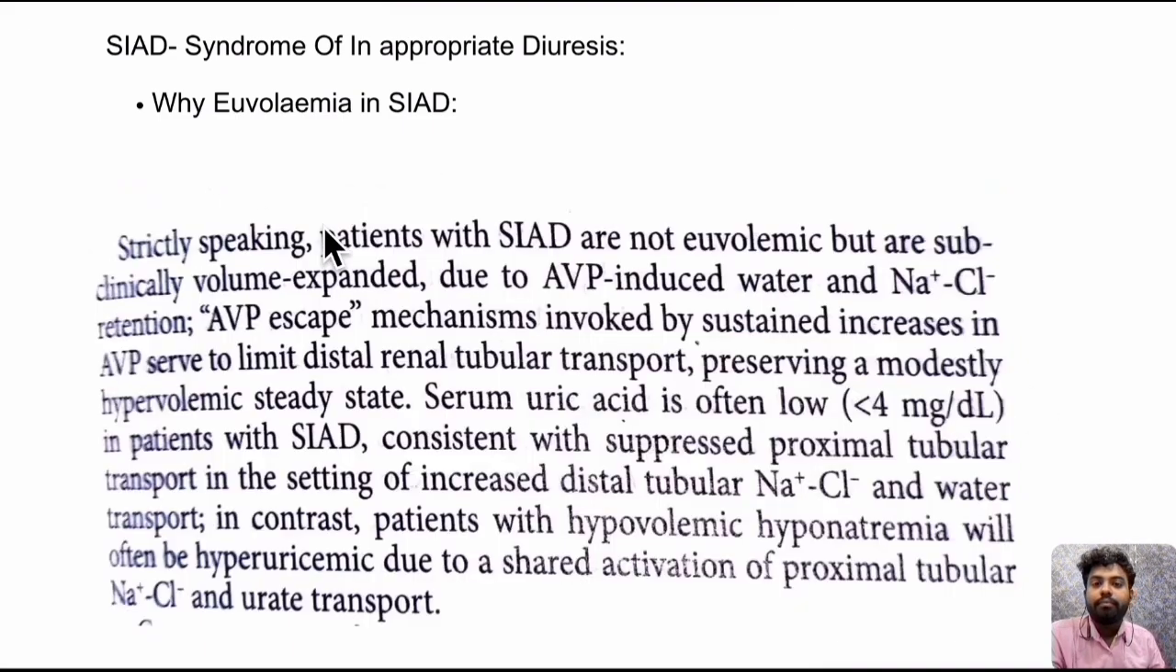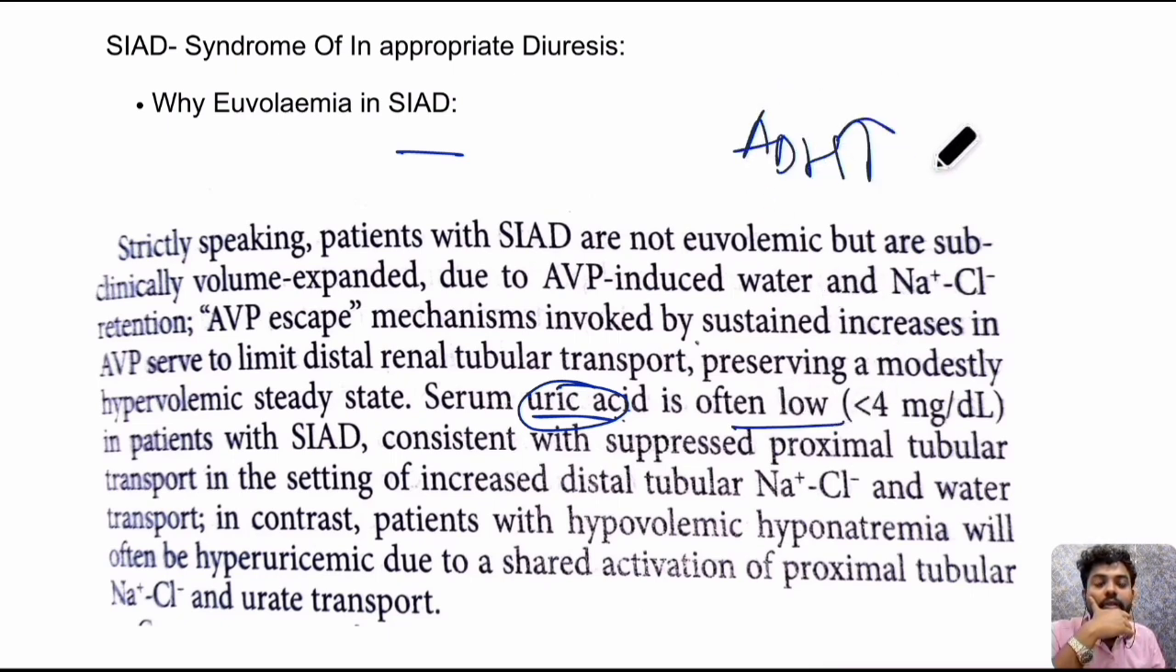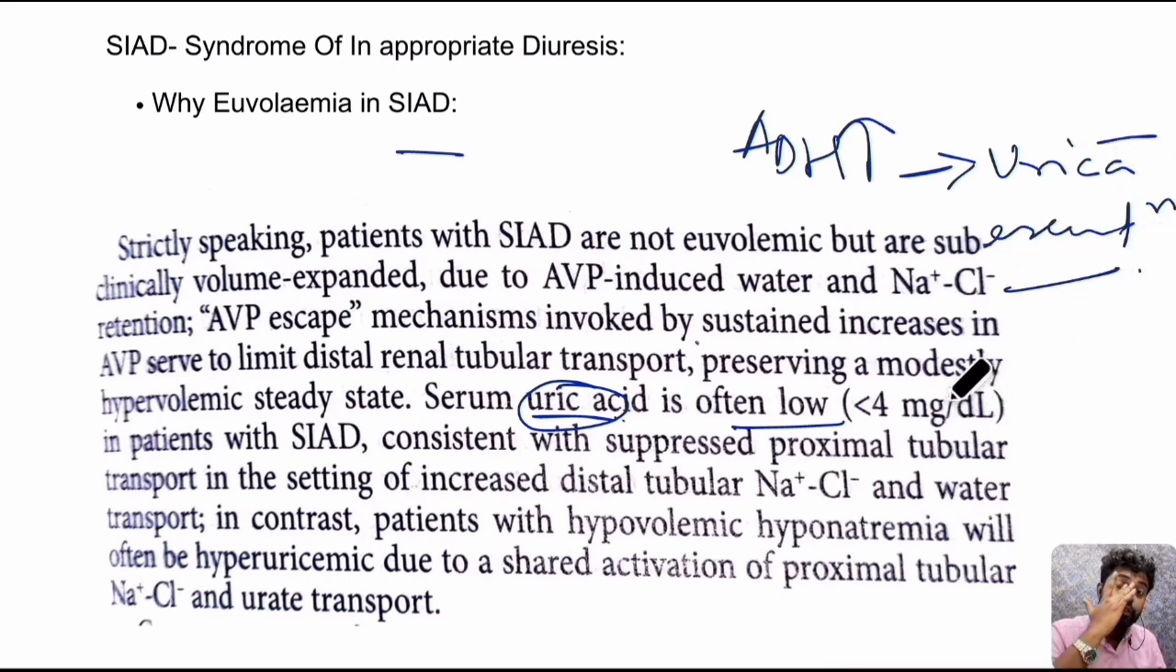Why euvolemia in CRD? I have told you. Okay. And another thing is ADH is uricosuric. So whenever you are having CRD, serum uric acid is mostly low, because when ADH is increased, it leads to uric acid excretion. Okay. That regulates the uric acid transport.